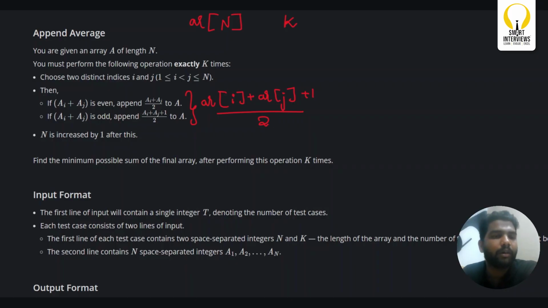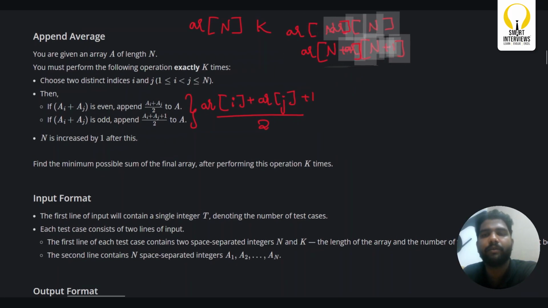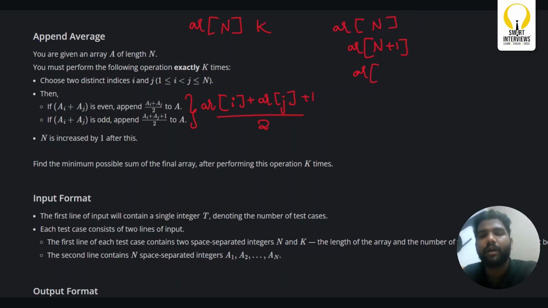Okay, now if you perform for k times, there are k new elements, you have to append them and you have to calculate the new sum. Let's say the first time the size was n, the second time the size is n plus 1. Now in this array you have to choose two elements again, array of i and array of j, right? And you have to calculate the average and append it. Then the new array size will be n plus 2.